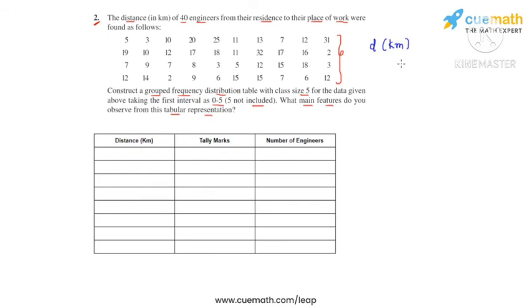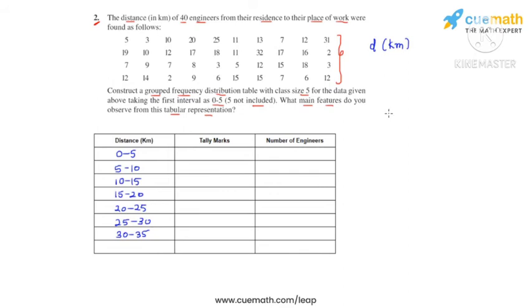The class size is 5, and they have given us that we have to start with a class which is 0 to 5. So the classes will go on like 0 to 5, 5 to 10, 10 to 15, 15 to 20, 20 to 25, 25 to 30, 30 to 35. Now we will have to see how many engineers fall into these different class intervals that we have made.